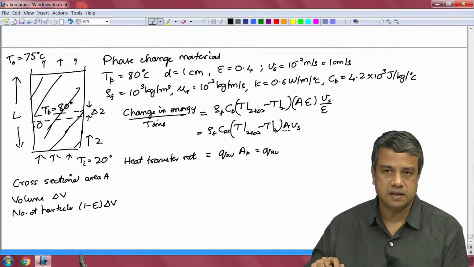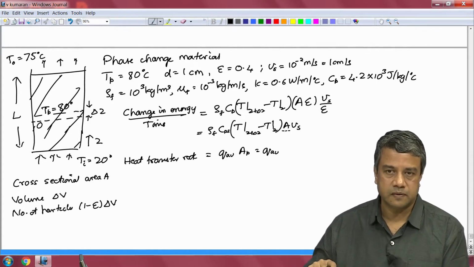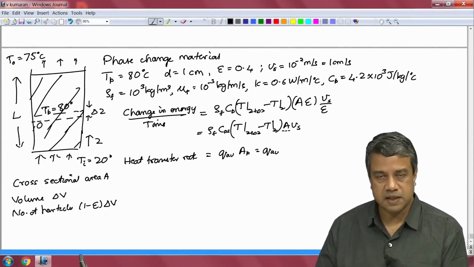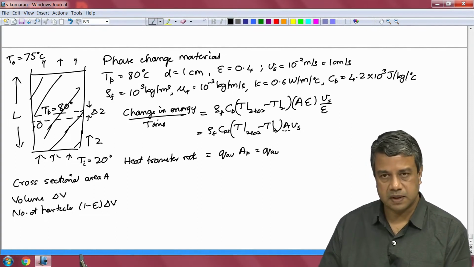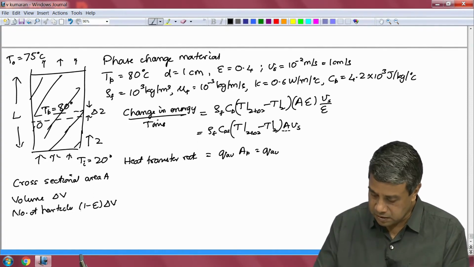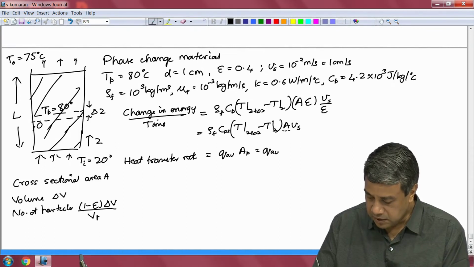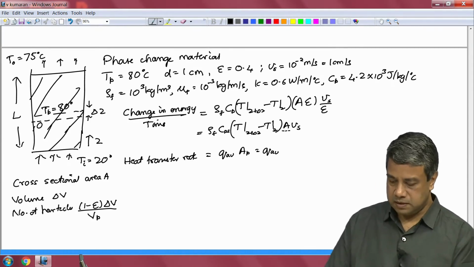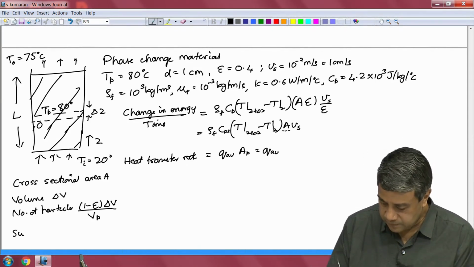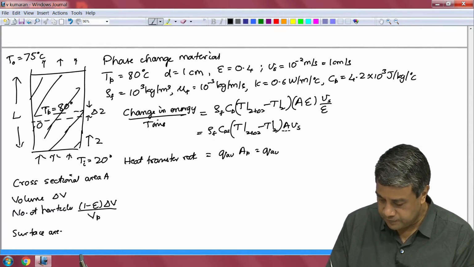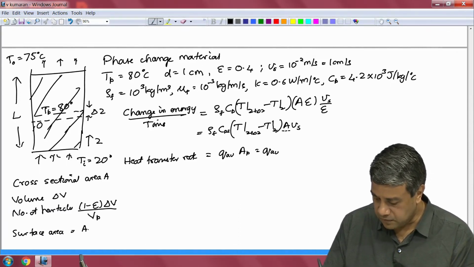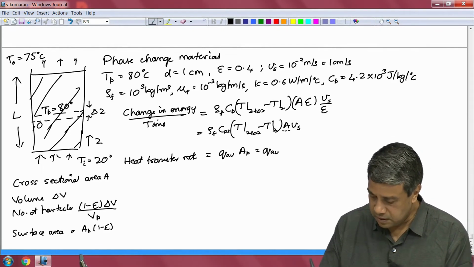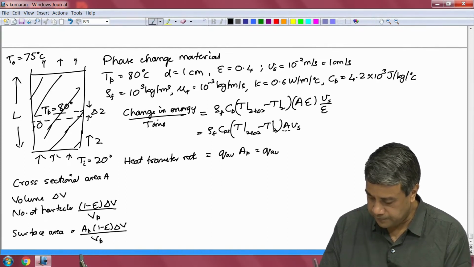because epsilon is the void fraction that is empty or occupied by fluid. 1 minus epsilon is the fraction that is occupied by particles, okay. 1 minus epsilon times delta V divided by the volume of one particle is going to be equal to the number of particles. Therefore, the total surface area is equal to the surface area of one particle times 1 minus epsilon into delta V by Vp.